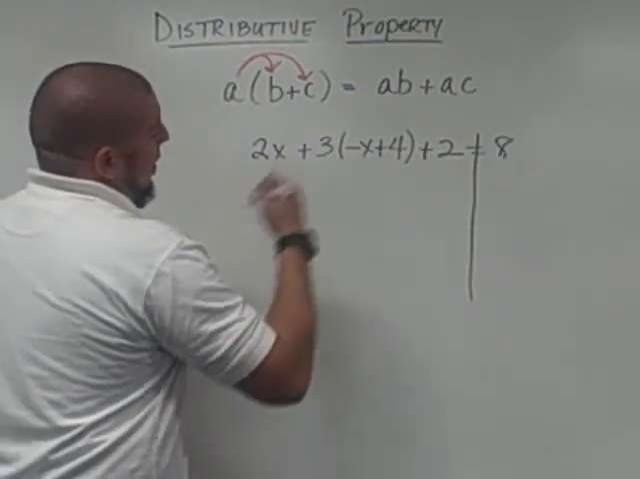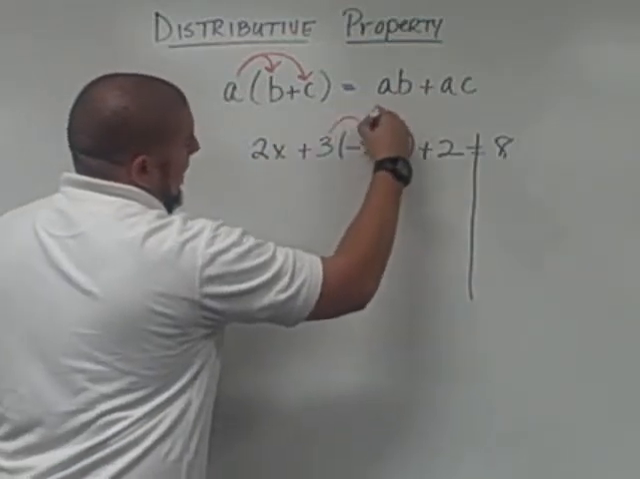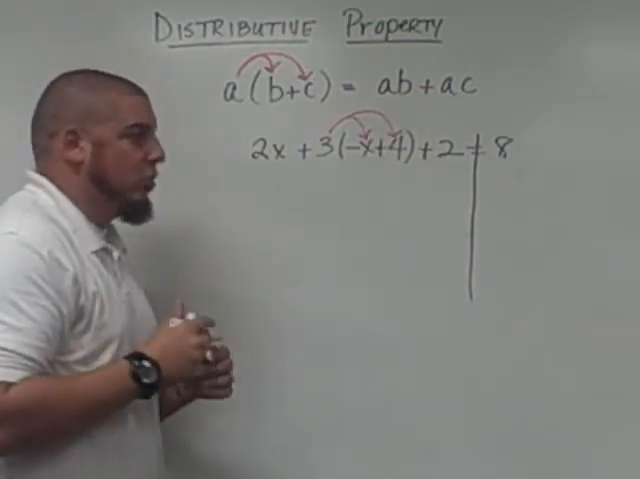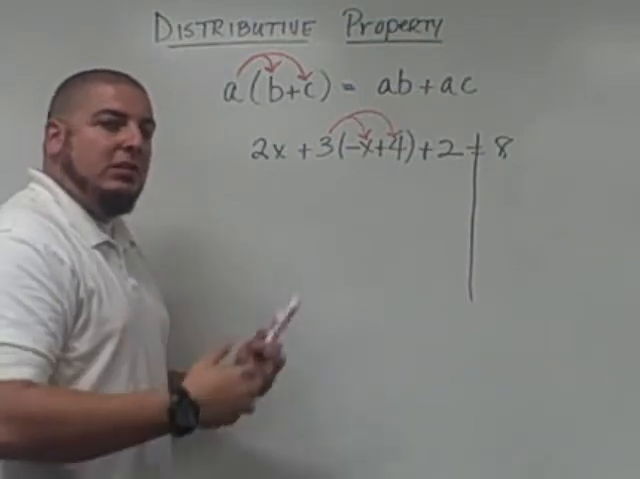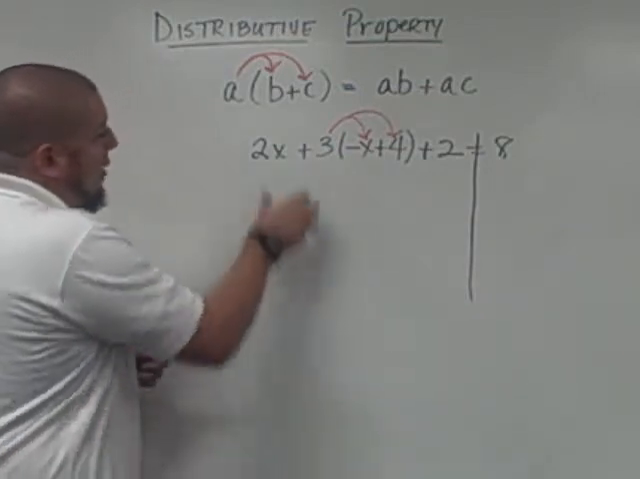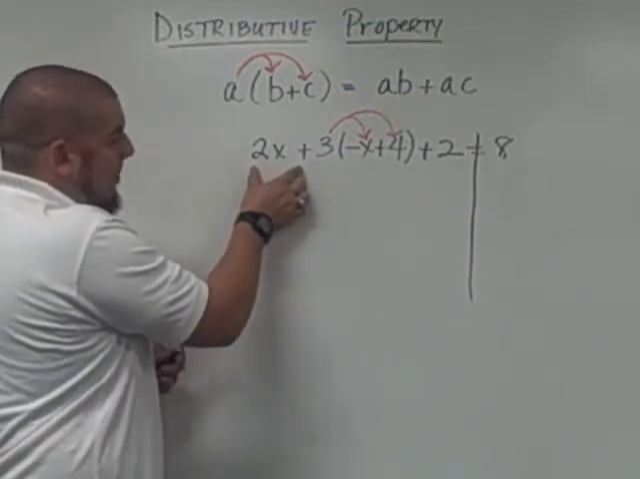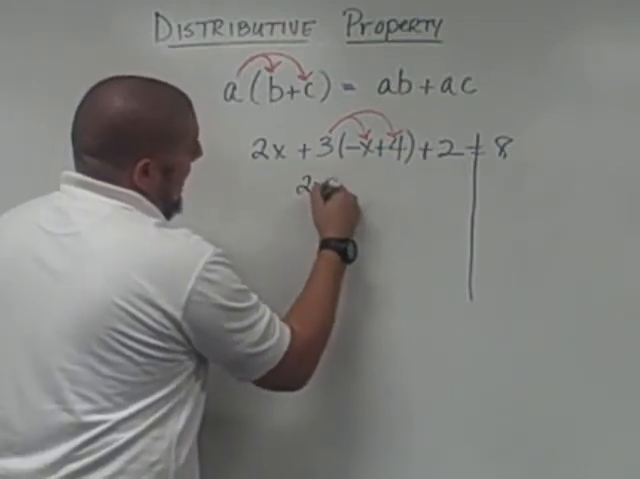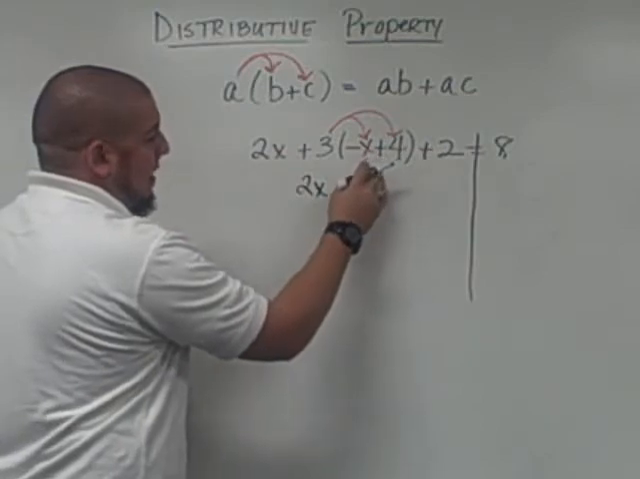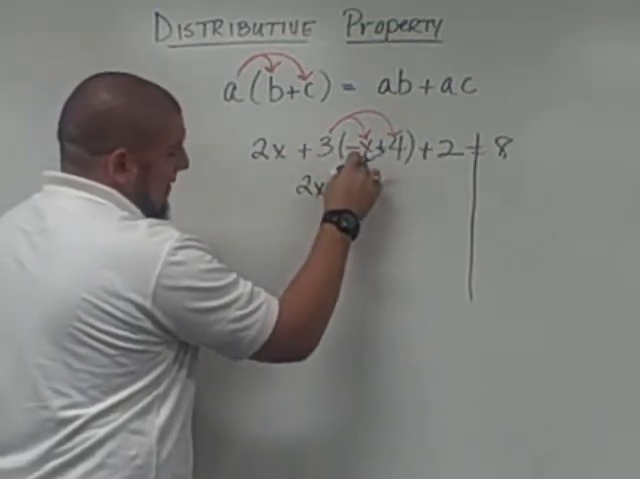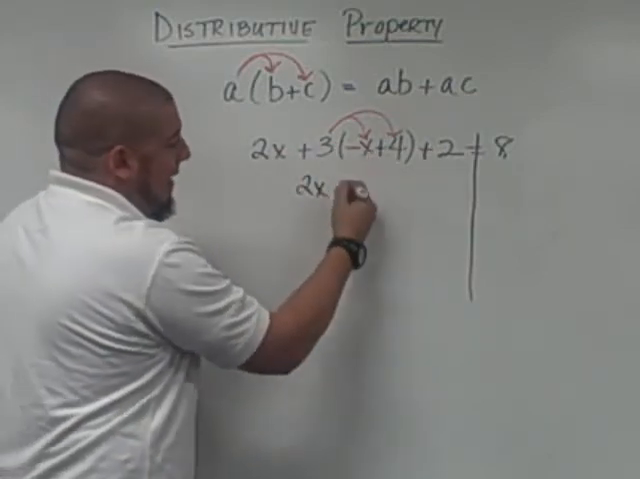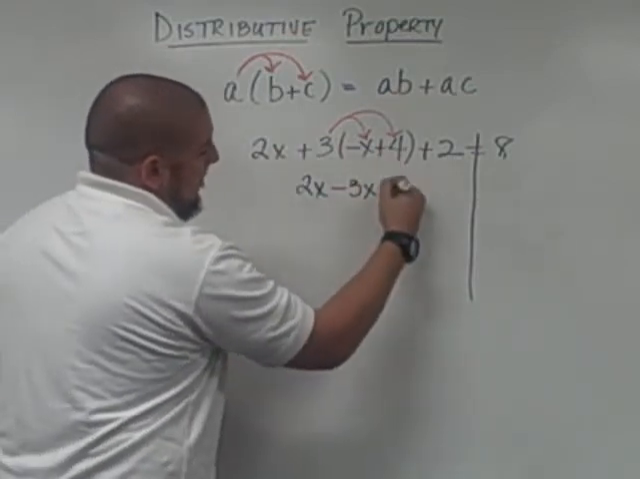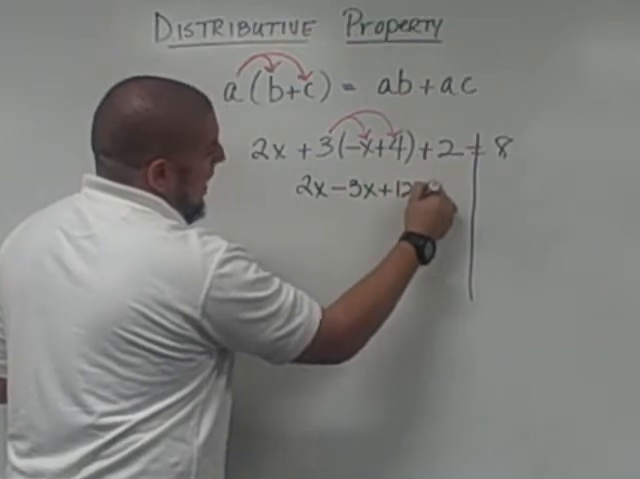So if I distribute this first, I'm going to draw my arrows, and that's going to be required for your work, to get used to the idea of what you're distributing. Am I doing anything with this 2x? I'm not, right? So I'm going to bring it down and create 2x, and then I'm going to work out my distribution. 3 times negative x, it's like saying 3 times negative 1x, is negative 3x. 3 times 4 is a positive 12.